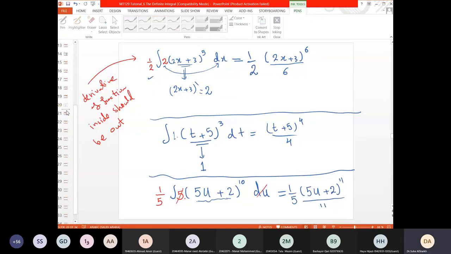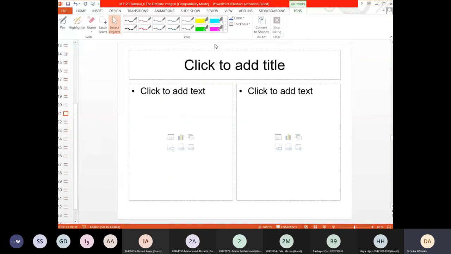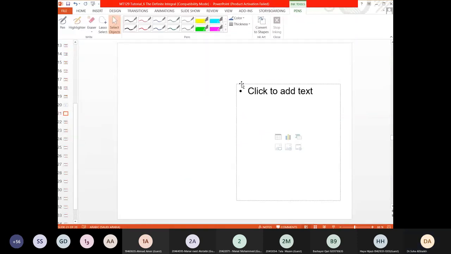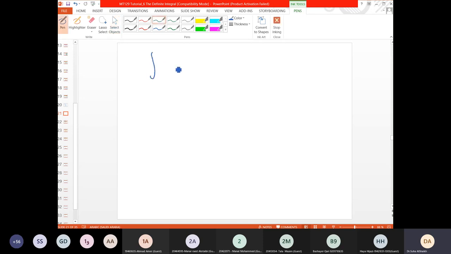More examples. If you have the integration of exponential of 2x dx, what will be the integration?